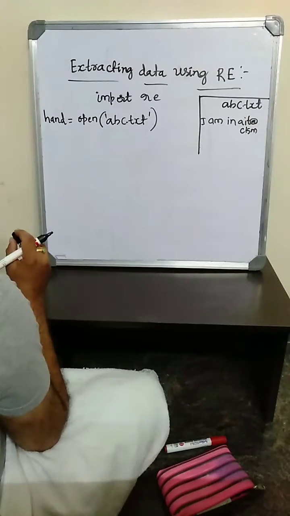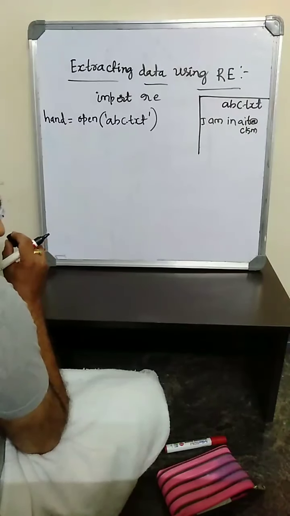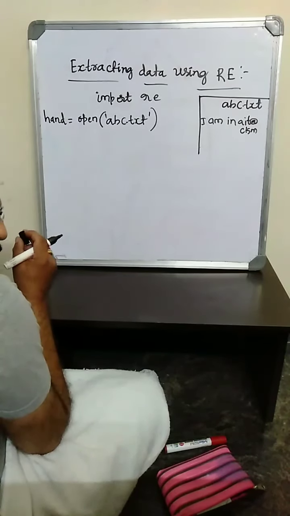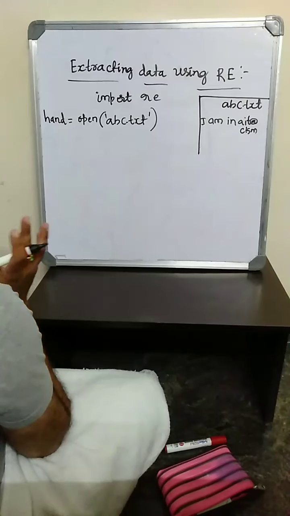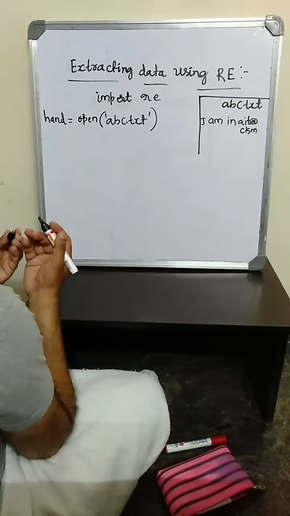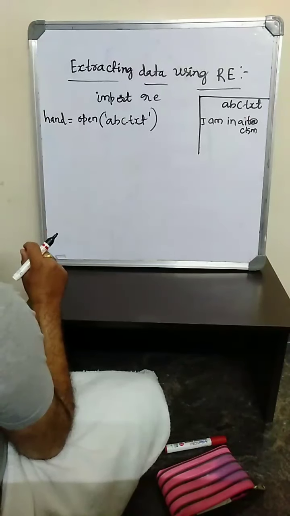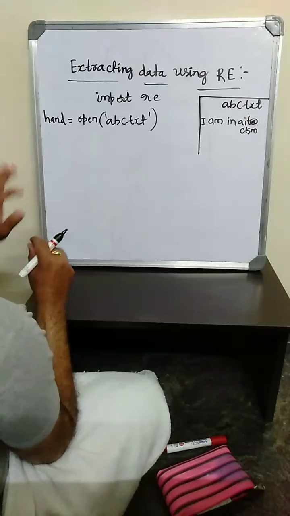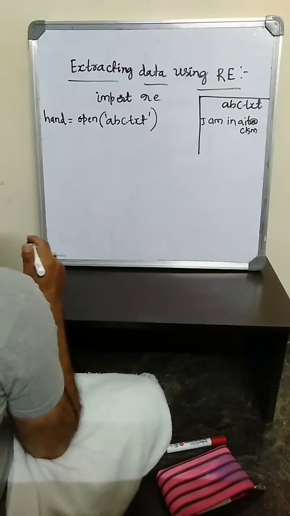Or else you can take the file name as input, and then you can give open of that file name also. That is also possible. So in any way, you can write a program. I am making this particular program simple, that is why I am taking it directly: hand is equal to open of abc.txt.